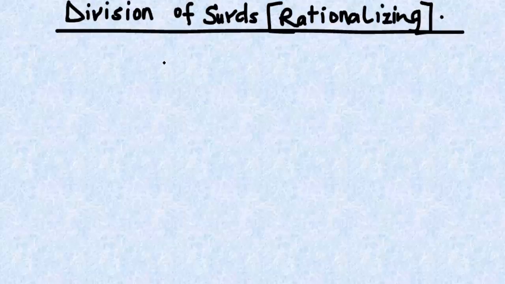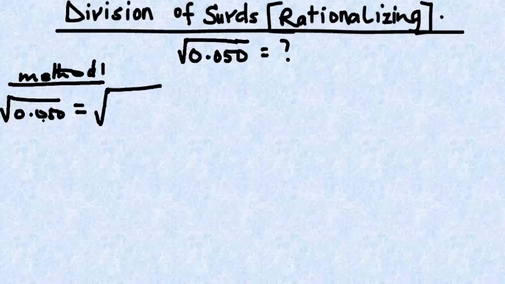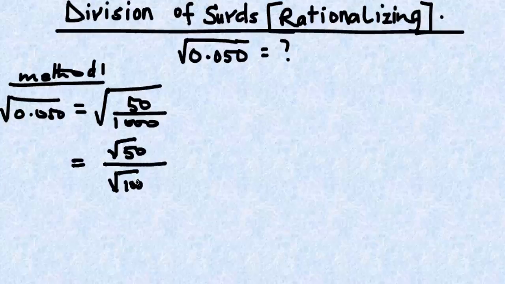Another example. So we have: simplify the root of 0.050. So we have method 1. So 0.050 can be written as, changing this one to a fraction, okay, we have 1, 2, 3, so 50 on 1000. Now using the division that we learned, we have root of 50 over root of 1000.